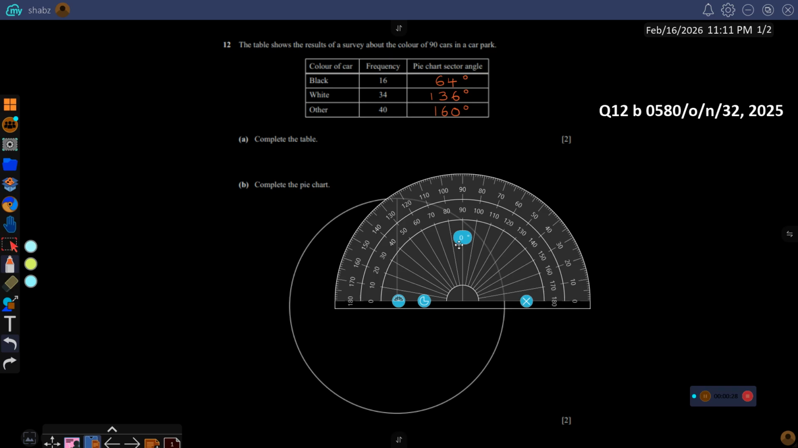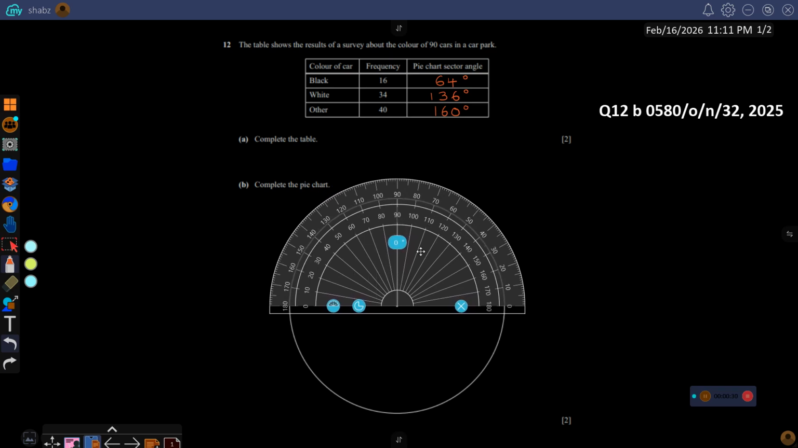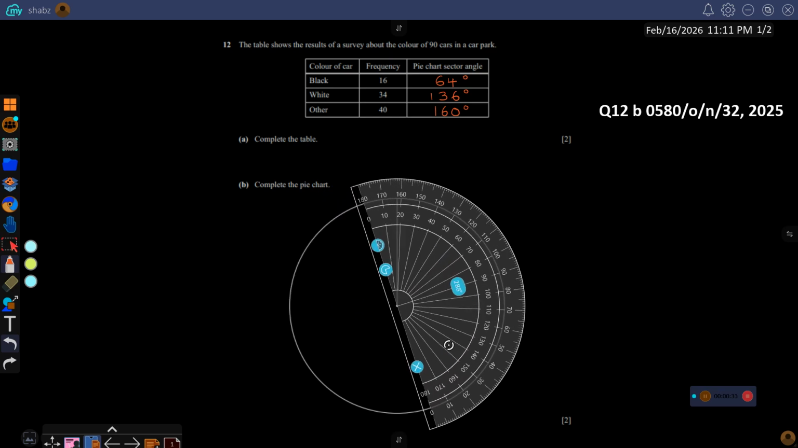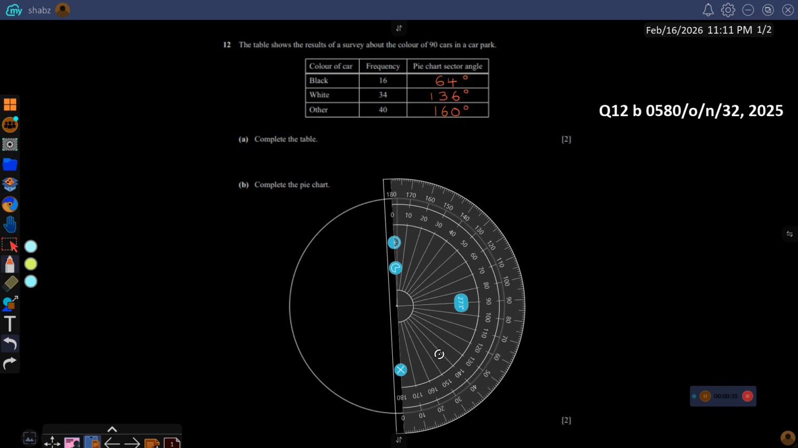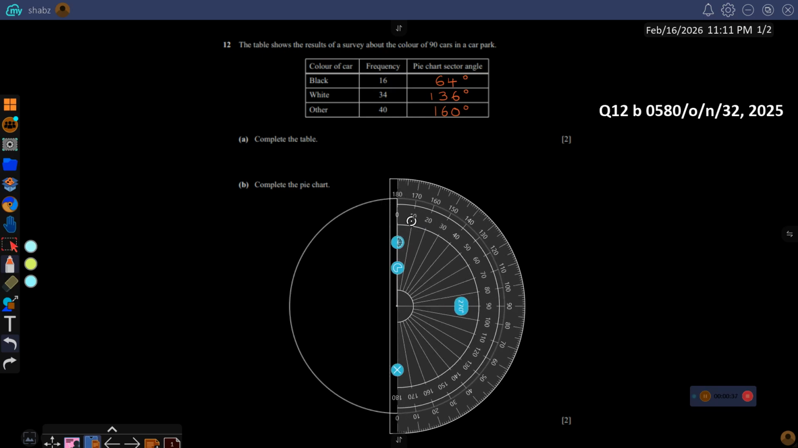So now take your protractor to complete the pie chart. Take the protractor, align this line, the radius of this circle with one of the 0. So now the inner circle of this protractor is aligned, 0 aligned with the line. Now first angle is 64 degrees. So 64 degrees in the inner circle, if we check, it is after 60, from 0 to 60, 61, 62, 63, 64.